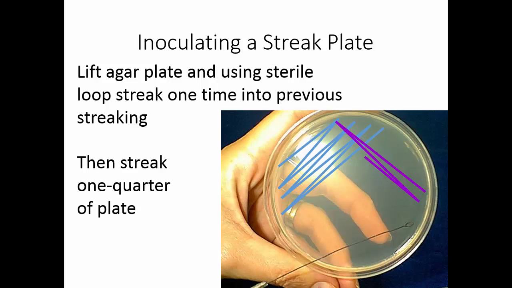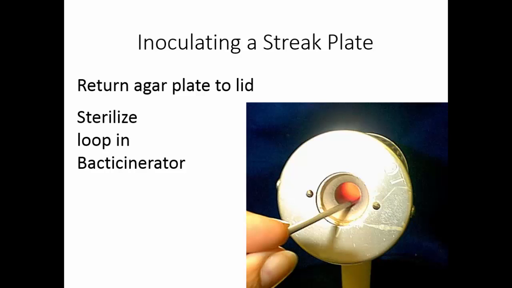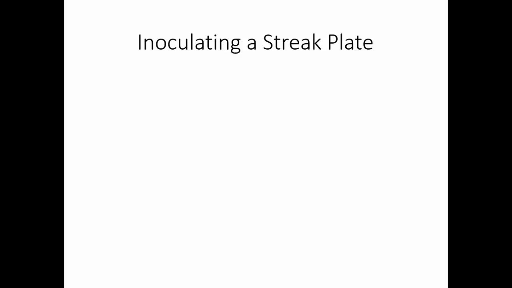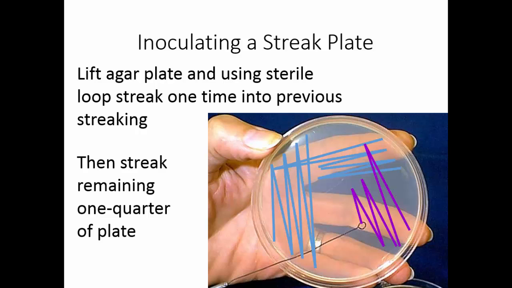You will then streak about a quarter of the plate, again using close together back and forth movements. Return the agar plate to the lid and sterilize the loop in the back decinerator. Once again, lift the agar plate and using the sterile loop, streak one time into your second streaking. Then streak the remaining 1/4 of the plate using again close back and forth movements.